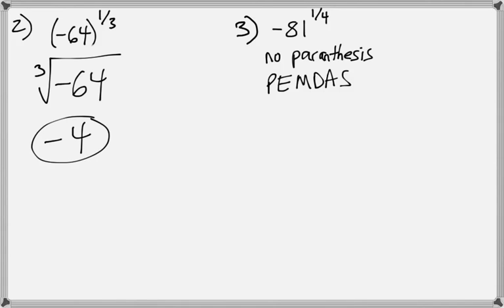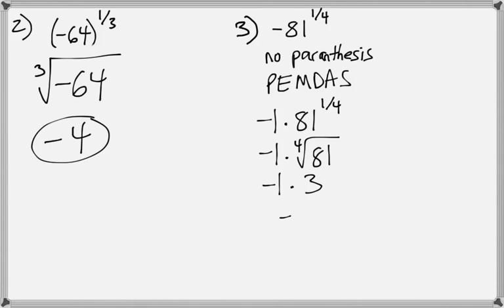The negative that you see here, the 1/4 power does not apply to it. It's like saying negative 1 times 81 to the 1/4. And then according to order of operations, you do the exponent before you do the multiplication. So this is negative 1 times the 4th root of 81, which is negative 1 times 3, which is negative 3.